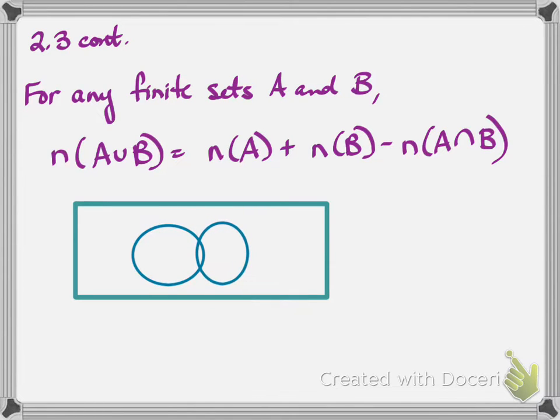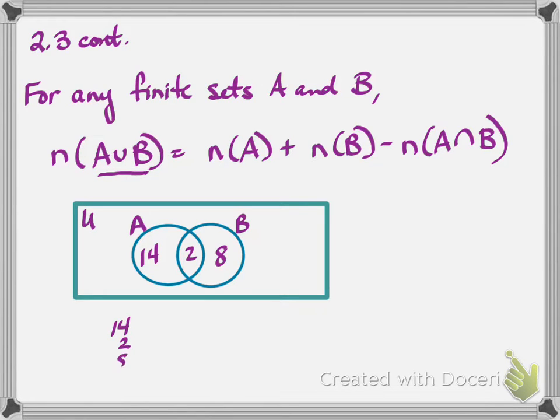And if we have an example, I think it could make more sense. Let's say we have 14 elements here. This is number of elements, 2 here and 8 here. And we want to find out how many are in A union B. So that's all of circle A put together with circle B. Everything that's in those two circles. So looking at it, it looks like A union B should be these three numbers added up. It should be 24 elements.